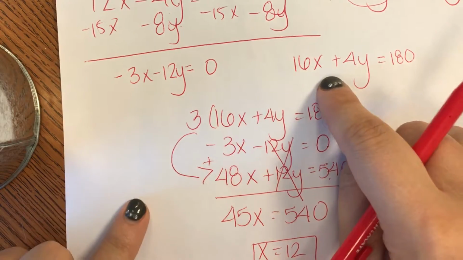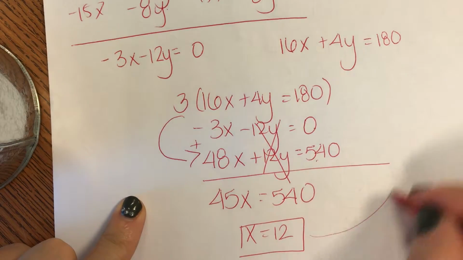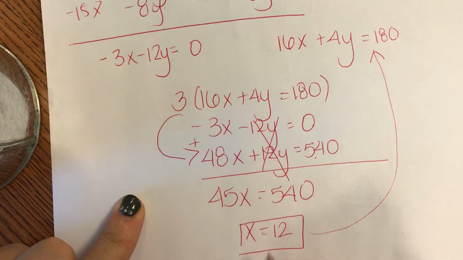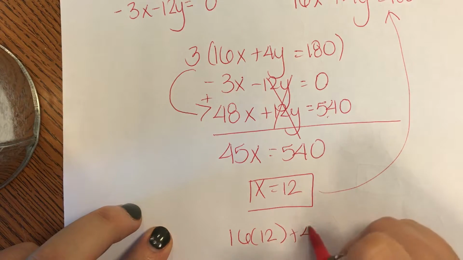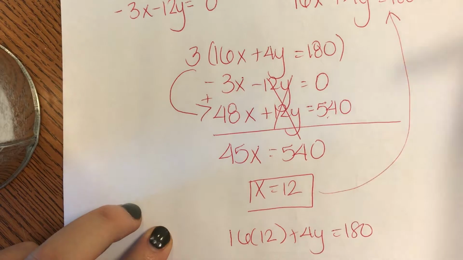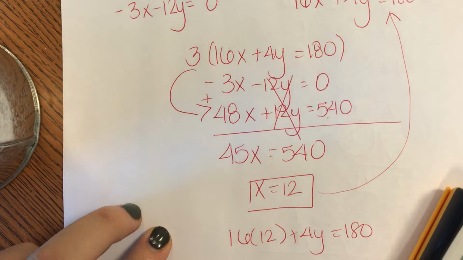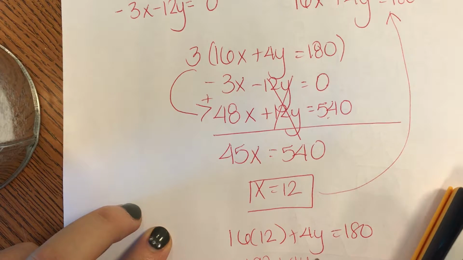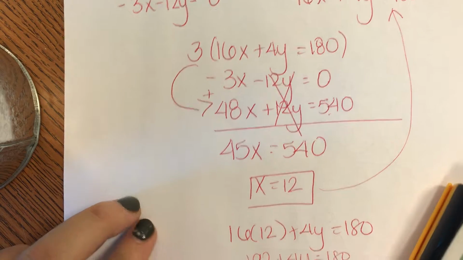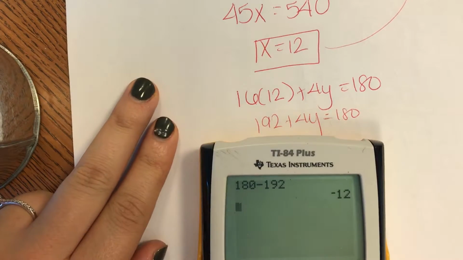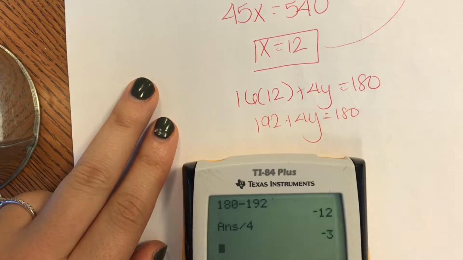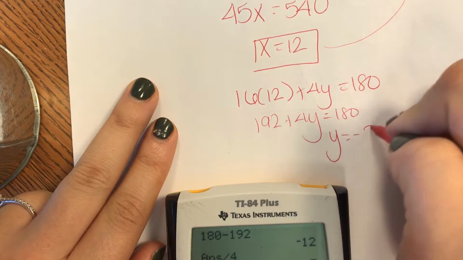Okay, now that you know x equals 12, we can substitute it into either one of these equations. Most of you are probably going to pick this one because you like positive numbers. Fine. 16 times 12 plus 4y equals 180. When you solve this for y, this is 192 plus 4y equals 180. Okay, 180 minus 192 is negative 12. Divided by 4 is negative 3. It's okay that y equals negative 3.